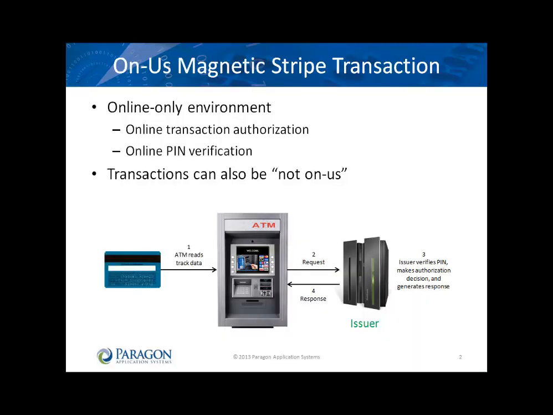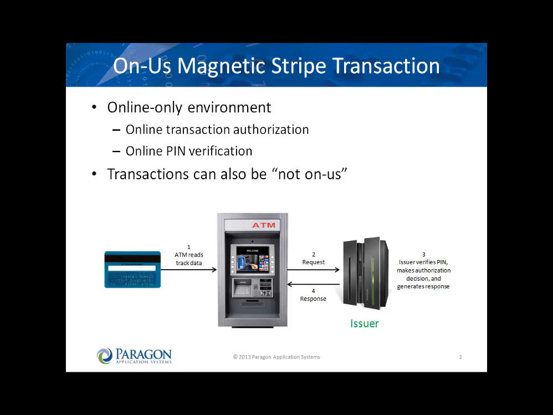Let's review the familiar magnetic stripe scenario. ATMs operate in an online-only environment. That is, the ATM does not authorize transactions, nor does it verify the PIN entered by the cardholder. Information is sent online to an issuer's host or authorization system for validation. In this presentation, we will use the word host to represent the issuer, or whoever is performing transaction authorization, PIN verification, and similar functions related to an ATM transaction.